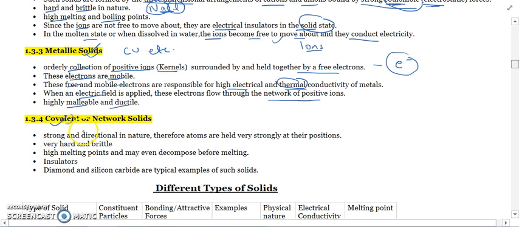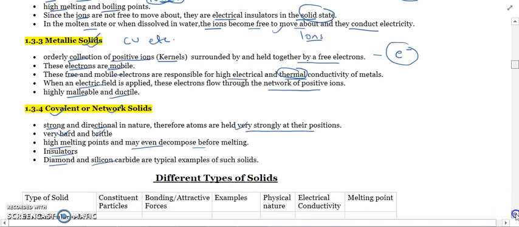The last solids are covalent solids, also called network solids because they form networks. The first point is that the bonds are strong and directional in nature. They are aligned in a particular direction and held very strongly at their positions. They are also hard and brittle. They have a high melting point because strong forces are there, and may even decompose before melting. These are insulators and do not conduct electricity. For example, diamond and silicon carbide are good examples of covalent solids.